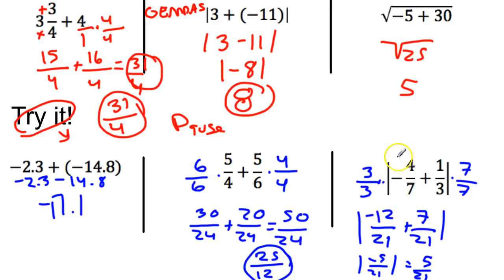This one over here, we have absolute value and we have some fractions. I want a common denominator, so I multiplied the 7 times 3, the 4 times 3, and I got negative 12 over 21. The 1/3 I multiplied by 7 over 7, and I got 7 over 21. When I subtracted 12 from 7, I got negative 5. The denominator of 21 stayed the same. And the absolute value of negative 5 over 21 equals positive 5 over 21.